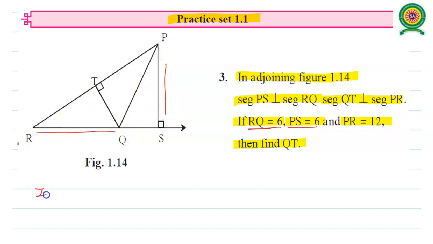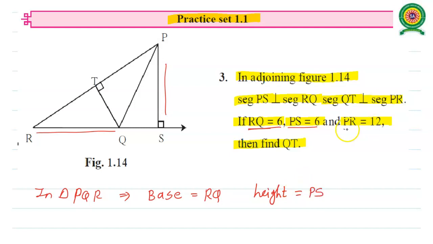So once I am writing here, in triangle PQR, if we consider PS to be the perpendicular drawn on extended RQ, so RQ becomes the base of the triangle. While what about the height? Height is nothing but the perpendicular itself, that is, we have PS.